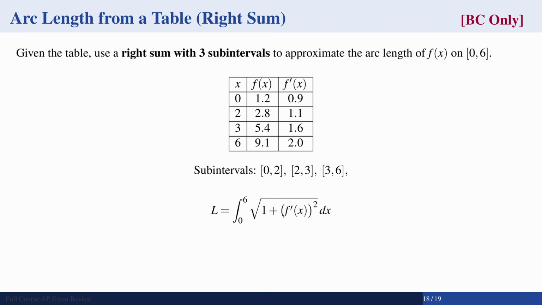Arc length in general here is just going to be the integral from 0 to 6 of the square root of 1 plus f prime squared dx. So what we need to do is a Riemann sum for this new function, square root of 1 plus f prime squared. So our first delta x is 2, and then the right endpoint of that is the square root of 1 plus the quantity 1.1, which is f prime of 2 squared, plus our delta x is 1, and the function value is the square root of 1 plus the quantity 1.6 squared, because 1.6 is f prime of 3. And then our delta x is 3, and we have the square root of 1 plus the quantity 2.0 squared, because the value of f prime of 6 is 2. And that's really all we would do here.